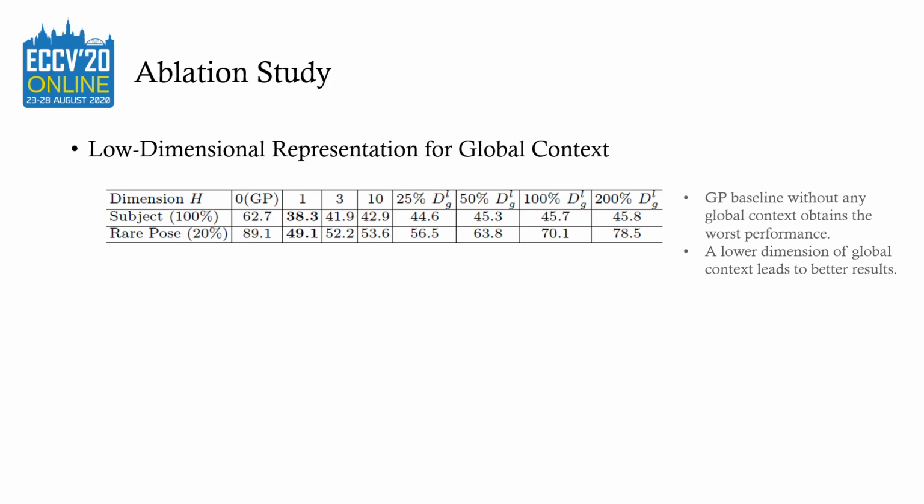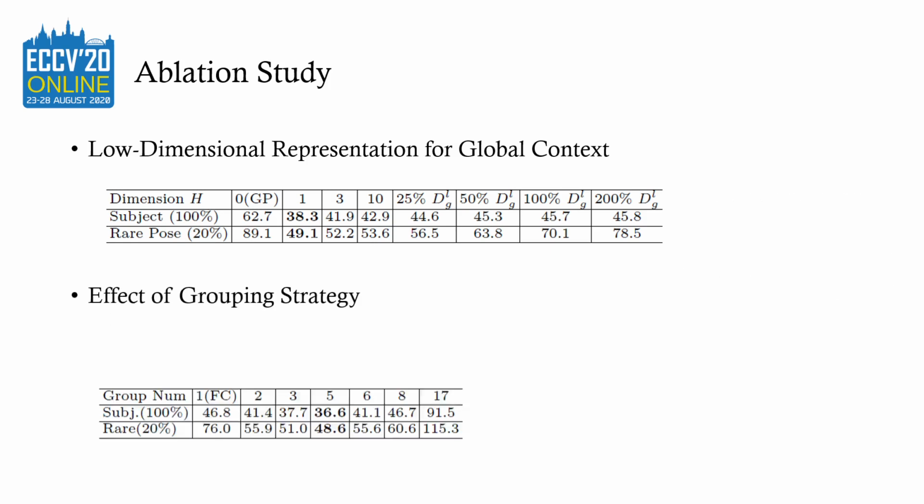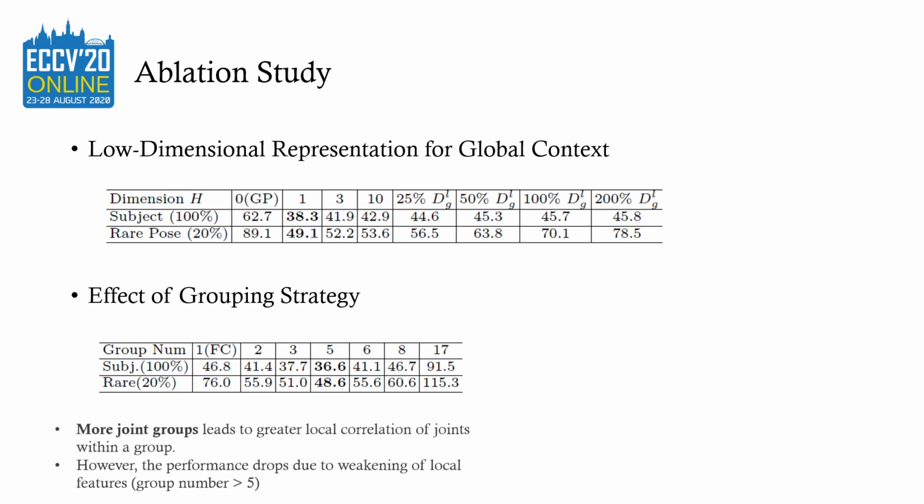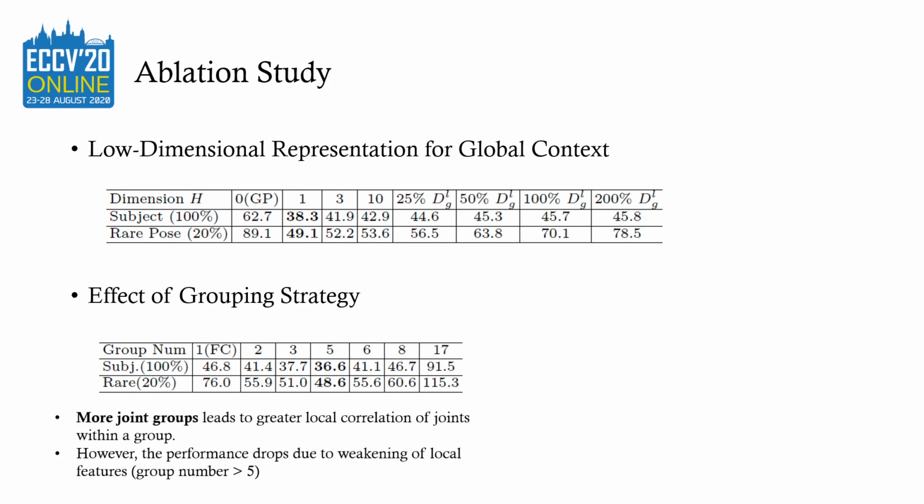Fourth, we compare the results of using different numbers of local groups. More joint groups lead to the greater local correlation of joints within a group. It's shown that the performance first improves with more groups, especially in the rare pose case. However, with more than 5 groups, the performance drops due to the weakening of local features when there are fewer than 3 joints in a group.